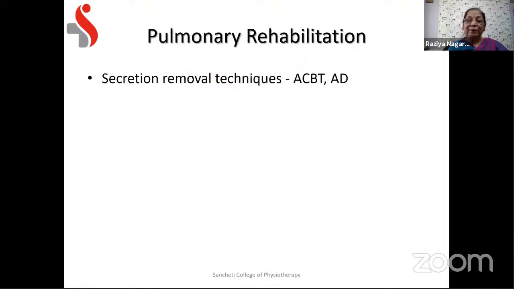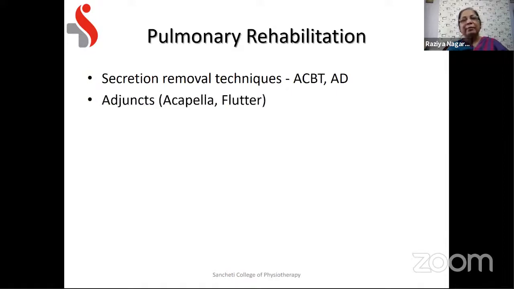Other, if the person has secretions, that is a cough, one can use the secretion removal techniques, that is active cycle of breathing technique and autogenic drainage. These are the techniques which help in removing the secretions out of the lungs and clearing up the lungs.